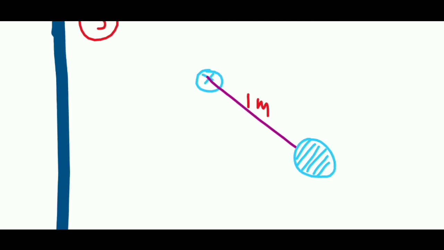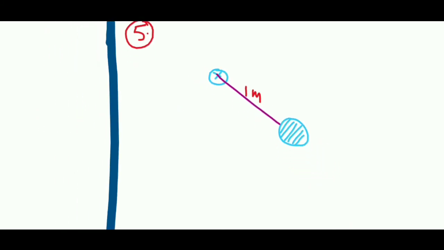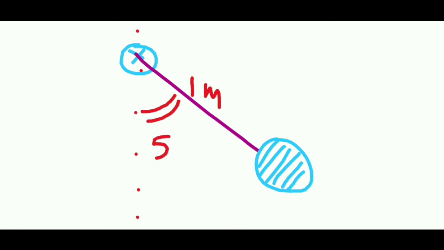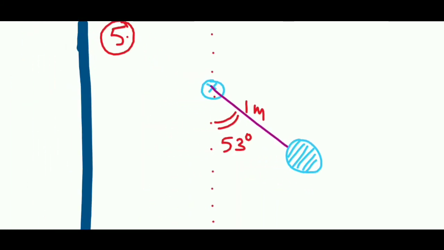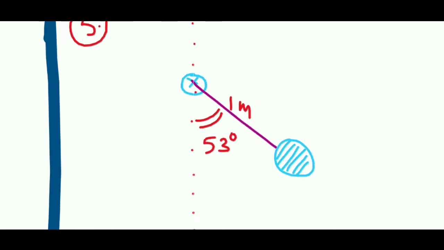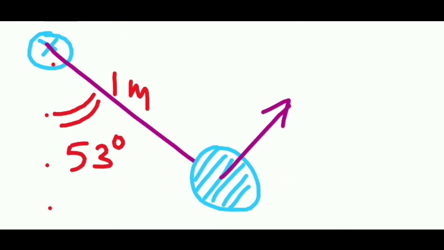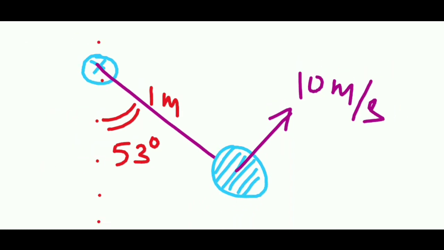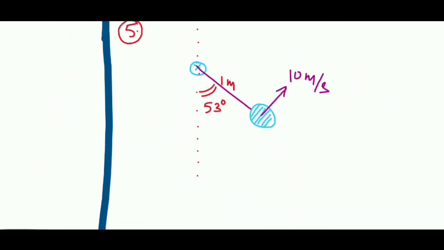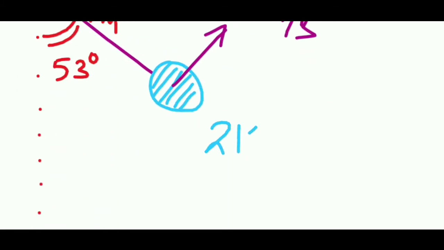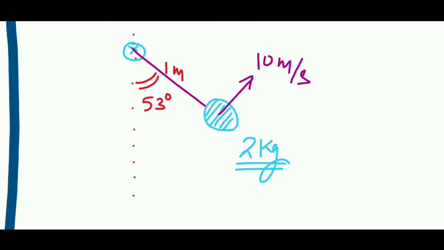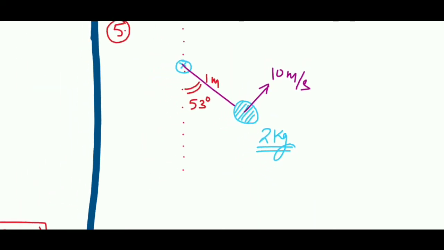This angle from the vertical, let us take it 53 degree. Over here I'm taking the speed as 10 meter per second. Mass of this block I'm taking 2 kg. I think all the values I have given. Angle is given, this is given, this is given. Done. The question is again the same: find out the tension over here.